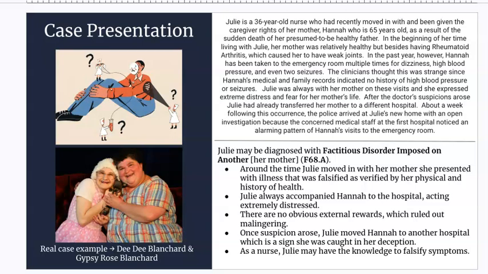Julie is a 36-year-old nurse who had recently moved in with and been given the caregiver rights of her mother, Hannah, who is 65 years old, as a result of the sudden death of her presumed-to-be healthy father. In the beginning of her time living with Julie, her mother was relatively healthy besides having rheumatoid arthritis, which caused her to have weak joints.